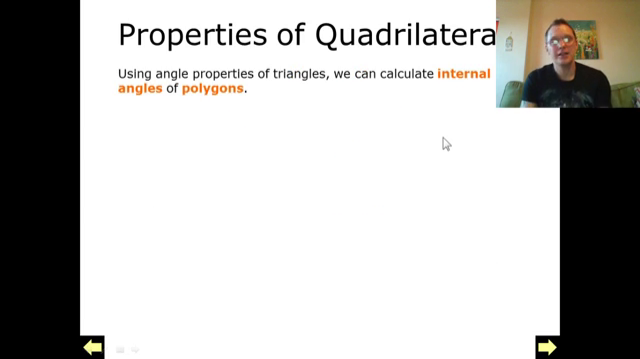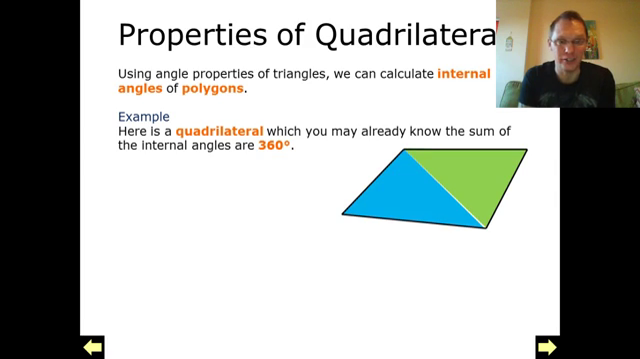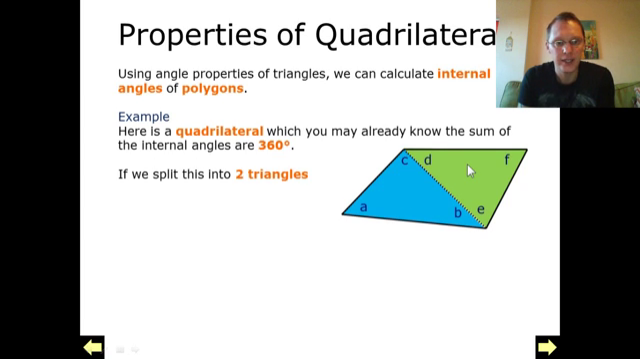Now, we can use the facts of the internal angles of a triangle to calculate the angles in polygons and especially quadrilaterals. Just to prove to ourselves that a quadrilateral has all the angles on the inside add up to 360 degrees. So here I've got a quadrilateral. If I was to split this quadrilateral in half, or just connecting two of the vertices together, as you can see, we've created two triangles.